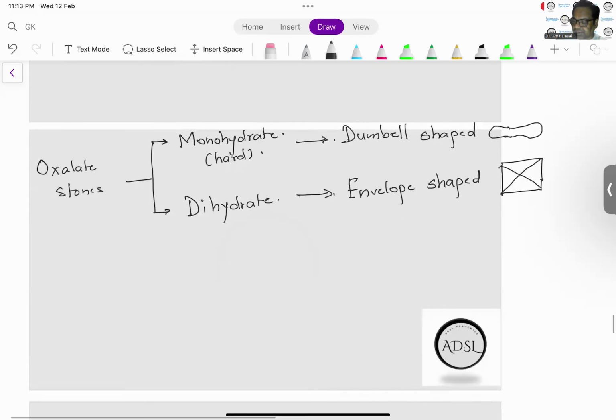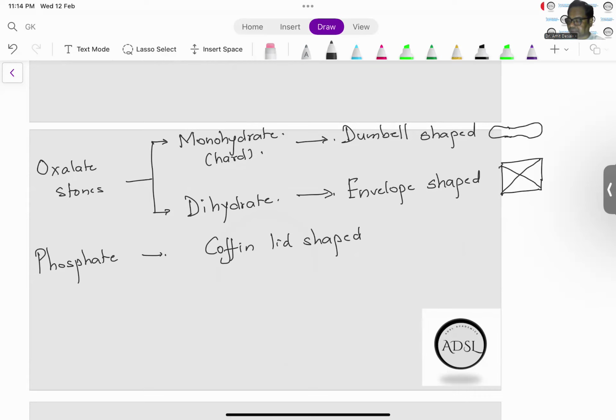Instead, if you are dealing with phosphate stones, phosphate calculi, then they are going to have coffin lid shaped crystals. Coffin lid shape. Okay, so how are the crystals going to be? The crystals are going to be like this. This is the coffin lid shape.